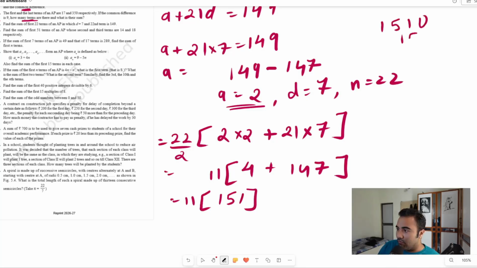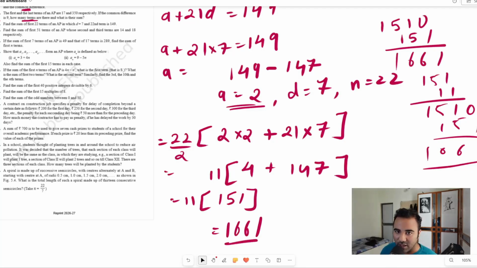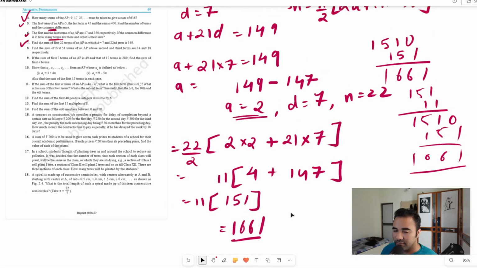1510, 151, 5 plus 1, 6, 5 plus 1. I'm not really sure. Okay, fine. So the answer is 1661. This is the answer to question number 7. Let's move on to the next question, that is question number 8.